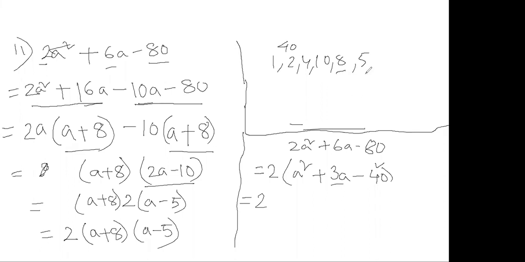So it's very easy. 8 into 5 is 40. Again, 8 minus 5 is 3. So we'd be using that one. So a square plus 8a minus 5a minus 40. Finally, we put a second bracket. A square plus 8a, what is common? A. So you can write a, then a plus 8.